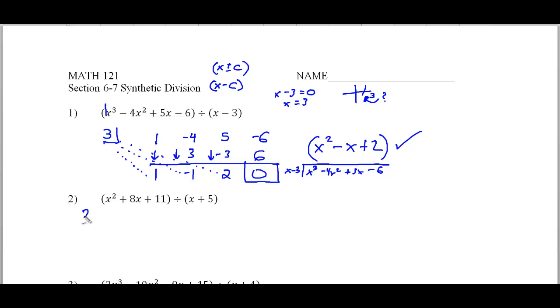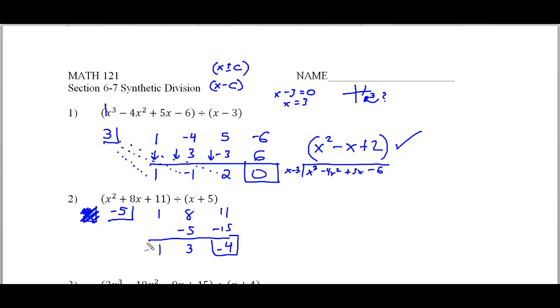Looking at problem 2, instead of a 2 there, sorry that I made a little mistake, we're going to look at the x plus 5, so we're going to put -5 to test to see if this crosses the x-axis at 5, or -5 in this case. So we're going to go 1, 8, 11. Drop the 1, multiply 1 times -5, put these together to make 3. -5 times 3 is -15. Oh no, there's a remainder. And the remainder here is -4.